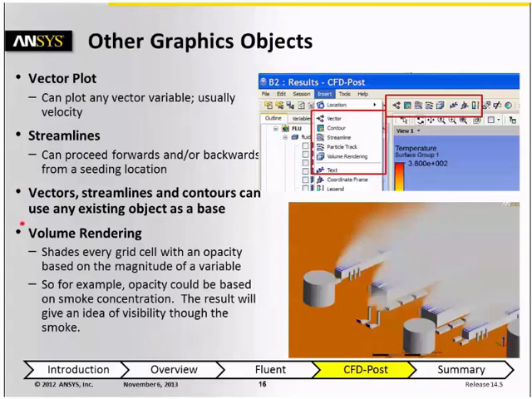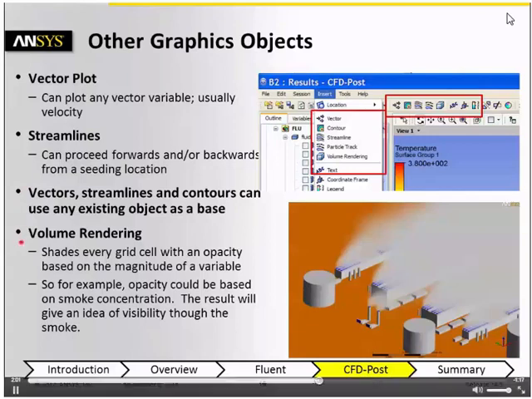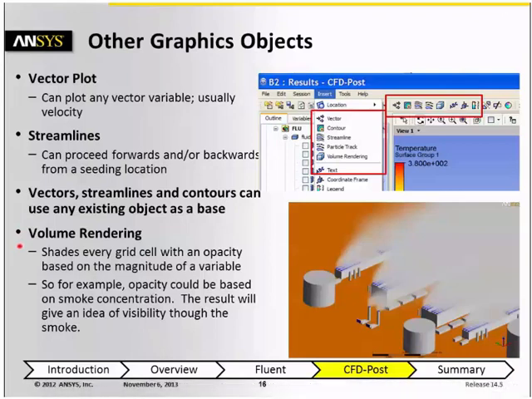The volume rendering object is a neat feature that shades every grid cell with an opacity based on the magnitude of a variable. So for instance, if you base this variable on smoke concentration, it can give you an idea of visibility through the smoke, like we see in the picture on the lower right of the slide.